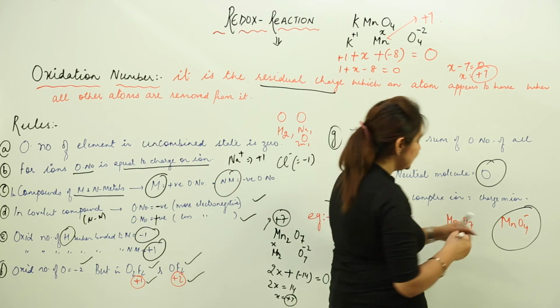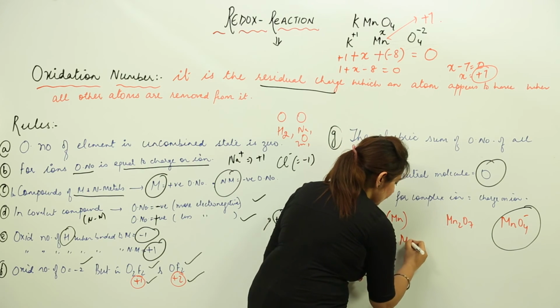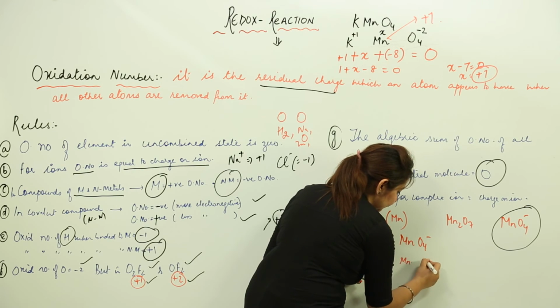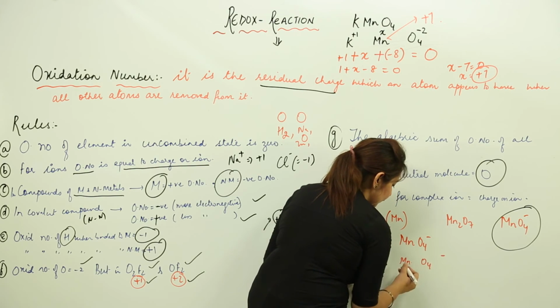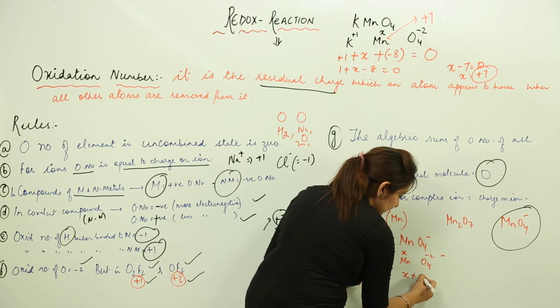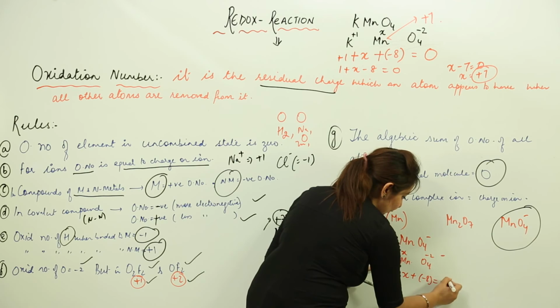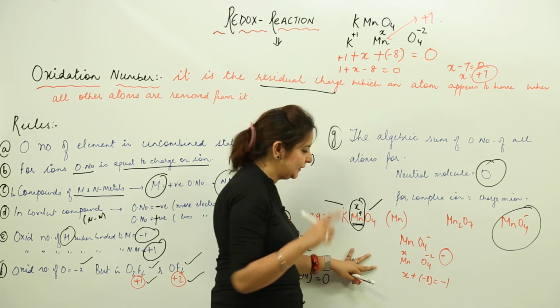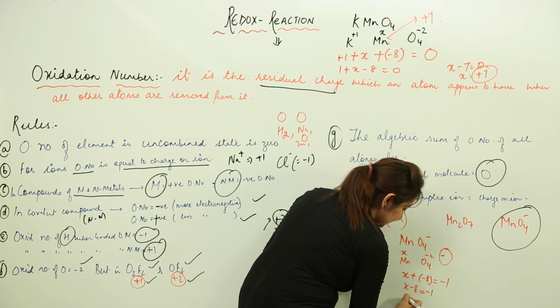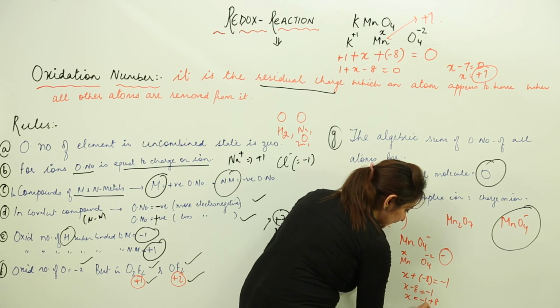Let's take this one. Again separate them. So we need to find x plus -8, and we need to equate it with -1 because it carries a minus charge on the molecule. So it becomes x minus 8 equals -1, x is equal to -1 plus 8, and we get again +7.